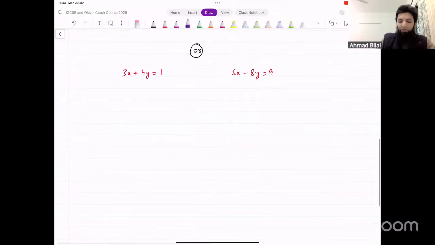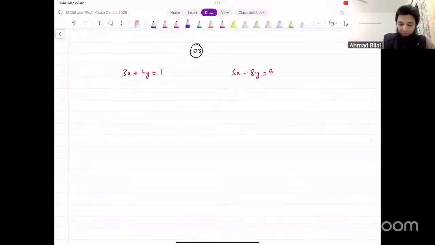Okay, now another way of doing substitution is like this. It's another variation of substitution. And the idea is we make one variable the subject in both equations. Make one variable the subject in both equations. It could either be y, it could be x, it doesn't matter. Any variable, you have to make that the subject in both equations.